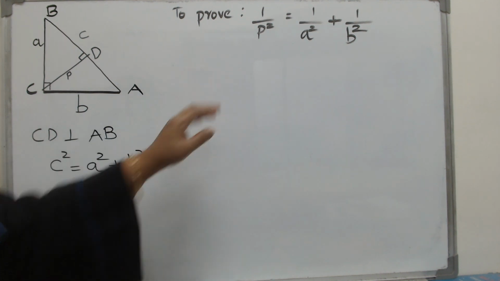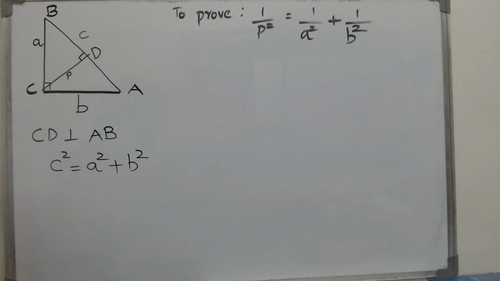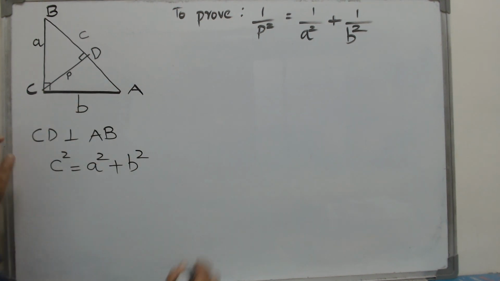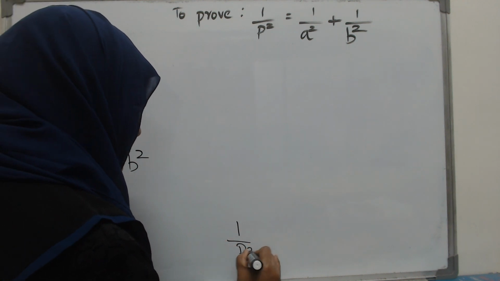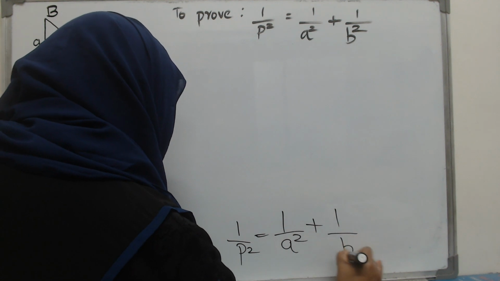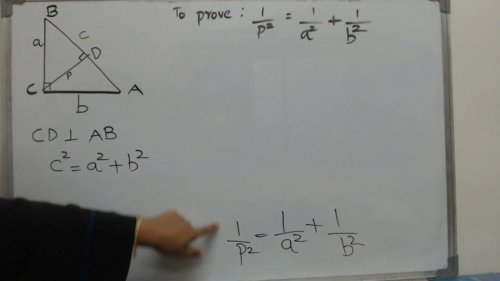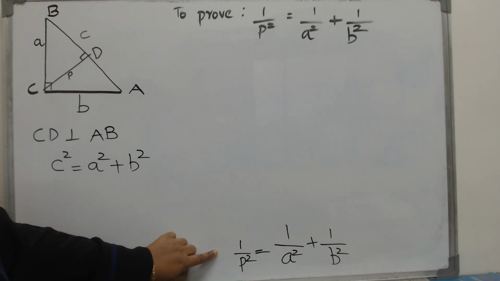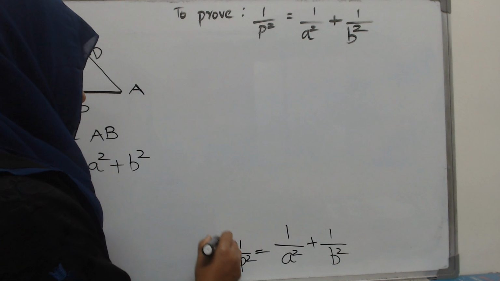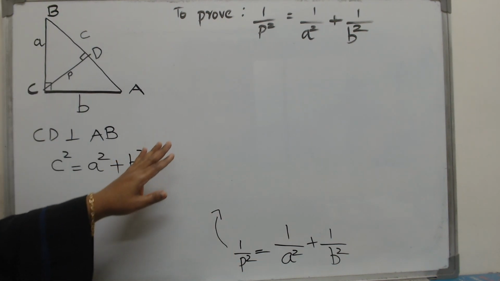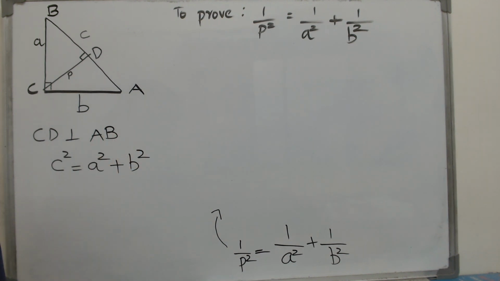In such cases, when you do not directly get an answer, try reversing your steps. If your last step is going to be 1 by p square is equal to 1 by a square plus 1 by b square, start reversing the steps. If your final result is this, what do you think was the previous step? Try reversing your steps. It may be unconventional, but it is not illegal. The maths police is not going to catch you for this.